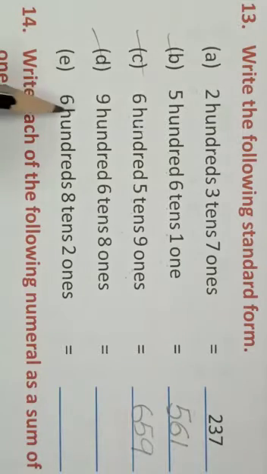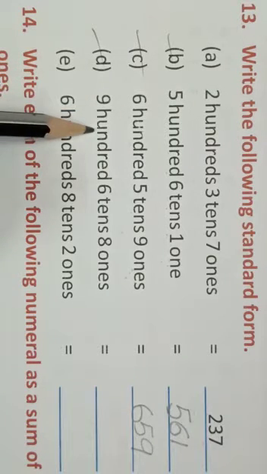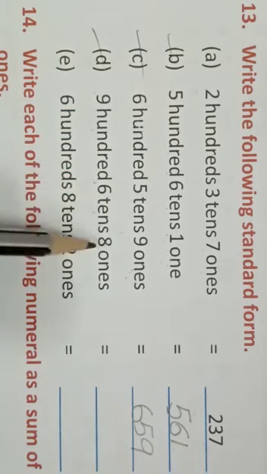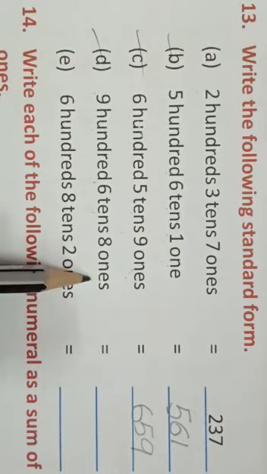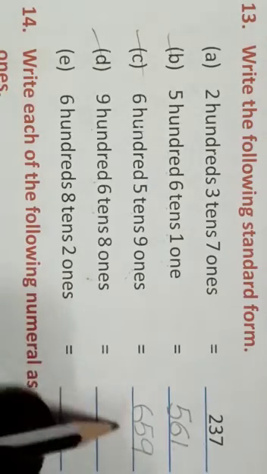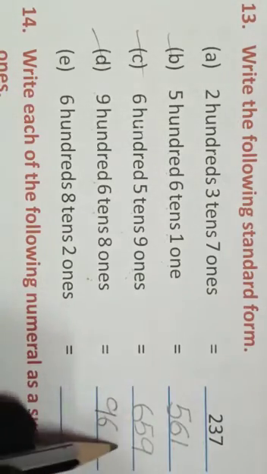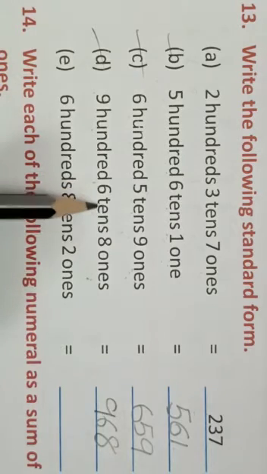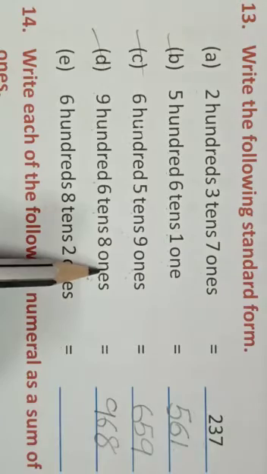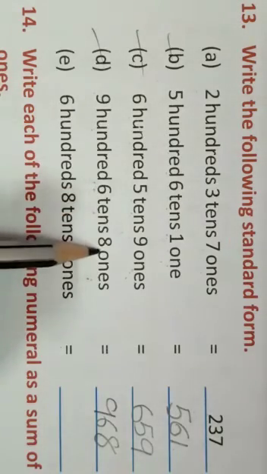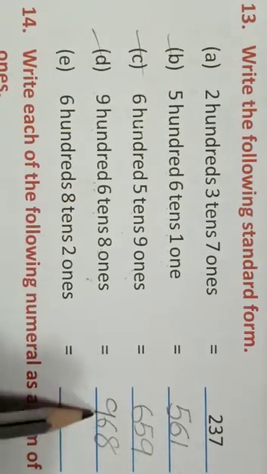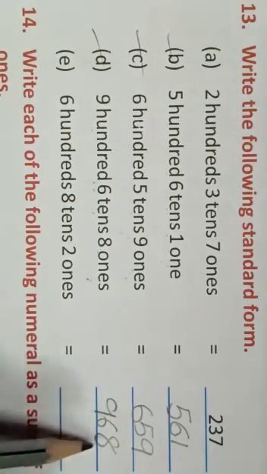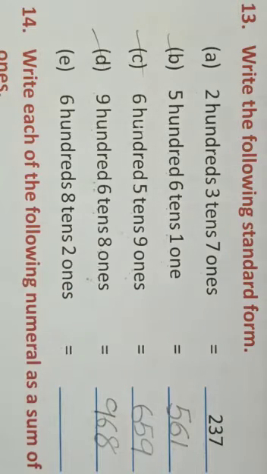Now start the next one. 9 at 100 position, 6 at 10th position, 8 at 1st position. So you have to write the short form of the given number name. It is 968. 6 tens is equal to 60. 8 ones is equal to 8 only. 60 plus 8 is nothing but 68. And 968 is the short form of the given number name.